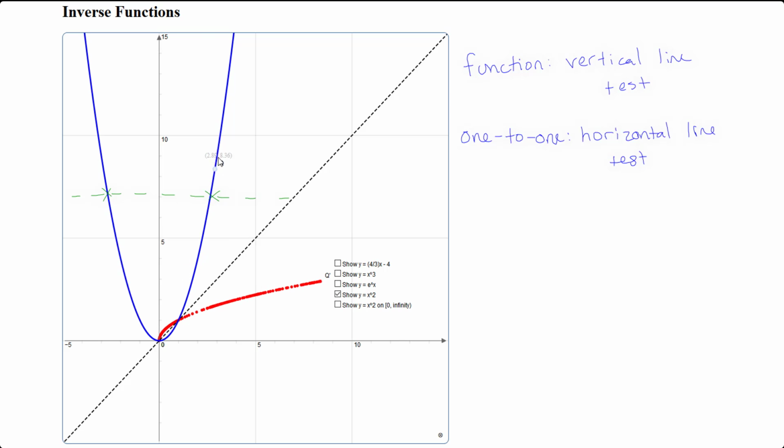So I'll draw some of the points on the inverse of this graph, which means to just swap your x and y values. So the newly created graph exists, but it's not a function because it doesn't pass the vertical line test. So we're not saying a graph doesn't have an inverse. We're saying it doesn't have an inverse function, which means that the result is not one-to-one.